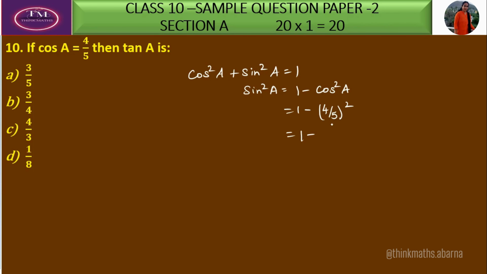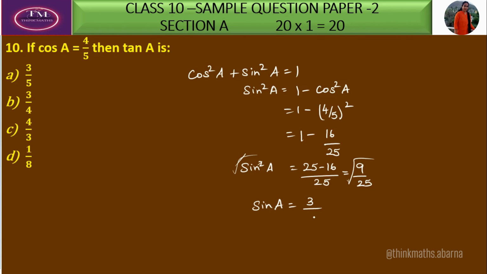So 1 minus 4 square is 16 and 5 square is 25. So if we take 25 as LCM, we will get 25 minus 16 divided by 25. 25 minus 16 is 9 by 25. So we got sin square A is equal to 9 by 25. So if we take square root on both sides, power 2 and square root gets cancelled. So sin A will be equal to square root of 9 is 3 and square root of 25 is 5. So sin A equal to 3 by 5.